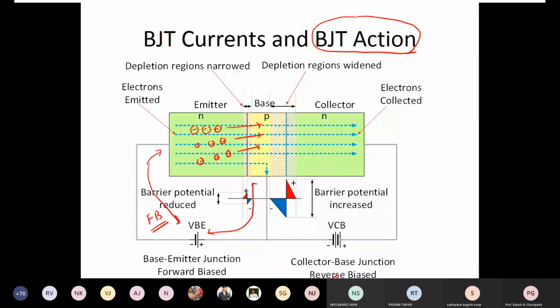Now, tell me, what is the status of this junction? It is reverse bias, no? This junction is reverse bias, right? Okay. Now carefully keep it in mind. JC is reverse bias. Okay, electrons come into the base.